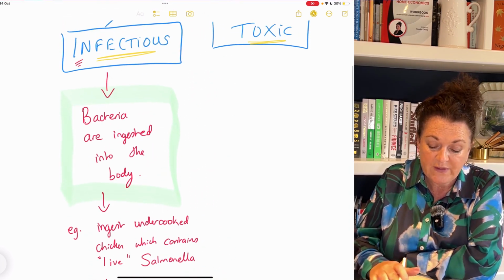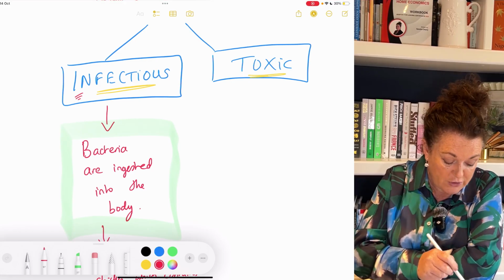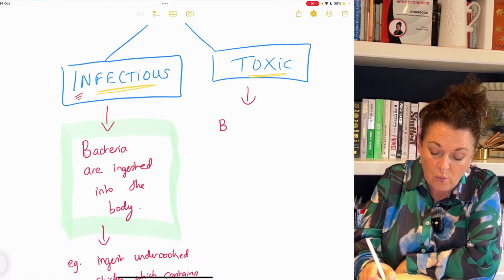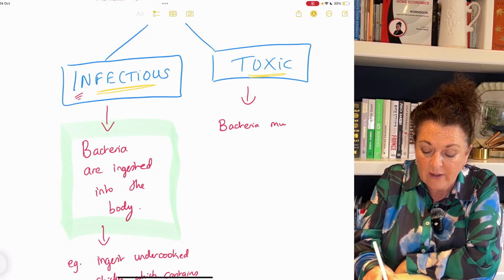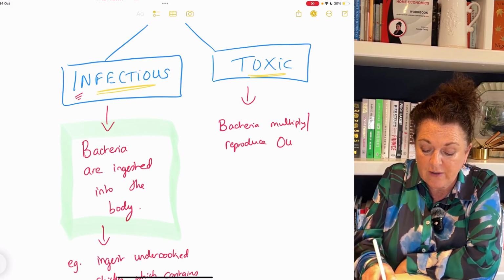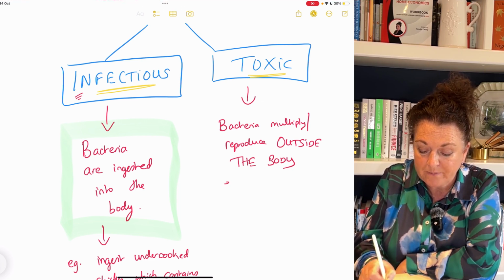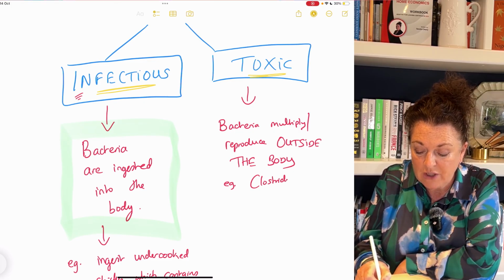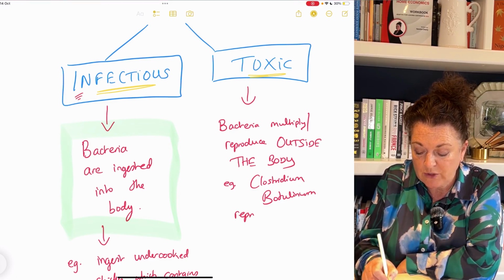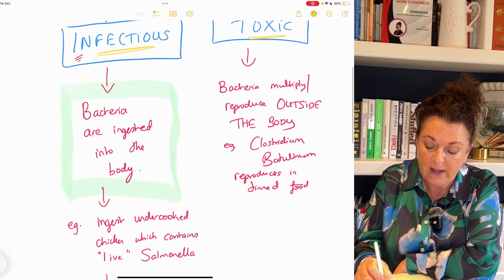Now, the other type of food poisoning is called toxic food poisoning, and this time you ingest the toxin. So, opposite of what happens here, with toxic food poisoning, bacteria multiply or reproduce by binary fission outside the body. For example, Clostridium botulinum reproducing, which we'll talk about when we do preservation, reproduces in tinned food, and that's an anaerobic environment.